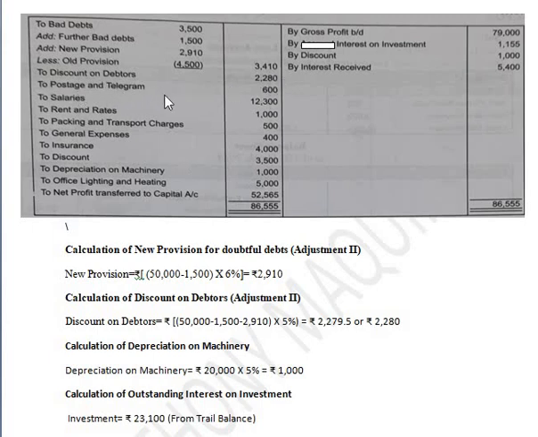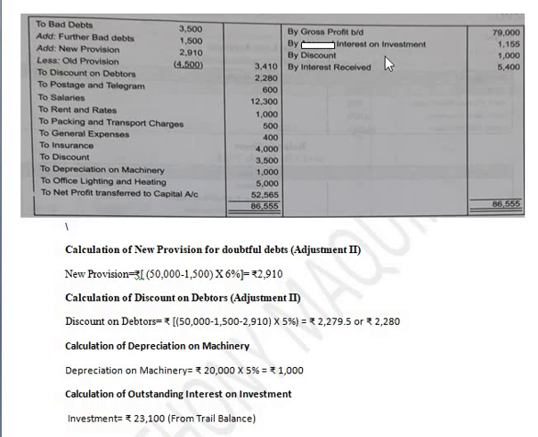Then you'll take the postage and telegrams, salaries, rent and rates, packing and transport charges, general expenses, and insurance. This you will get from the trial balance. Then regarding the depreciation on machinery, depreciation is 5% and the machinery is 20,000. So 20,000 at 5% will get here 1,000. Then office lighting and heating, this you get from the trial balance for rupees 5,000.